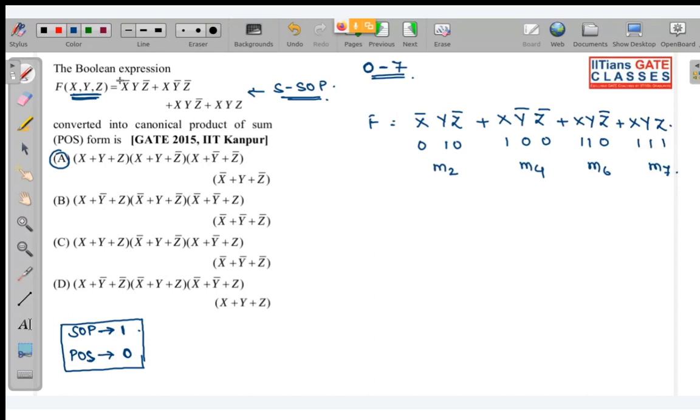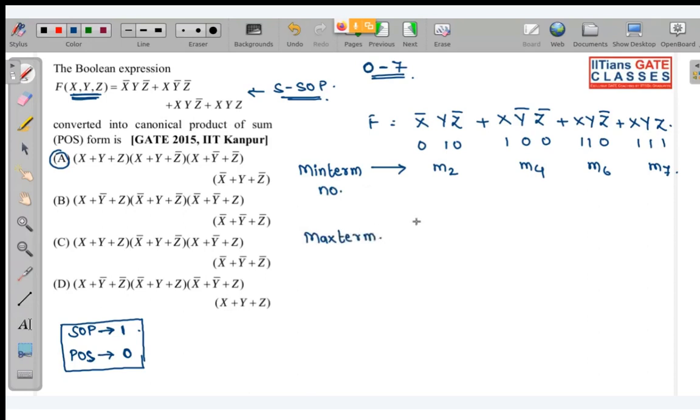Now in a Boolean expression, if there are no don't cares, whatever minterm numbers are in your SOP, the remaining numbers will be maxterms.